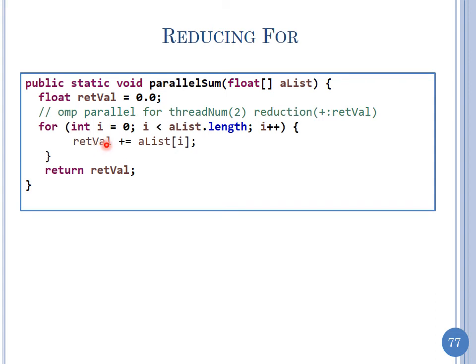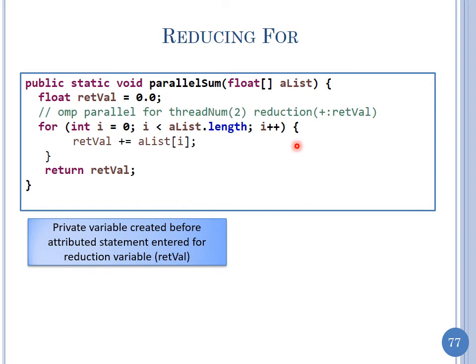And it needs to know which variable to replace, so that variable you mention here. And in the end, it has to take those private variables and compute from them, using this operation, the final variable. So that's 2 reasons why it needs this particular variable name. So we gave it these 2 things. So the private variable is created before the attributed statement is entered, for the reduction variable. That private variable is created before we actually do the for loop.